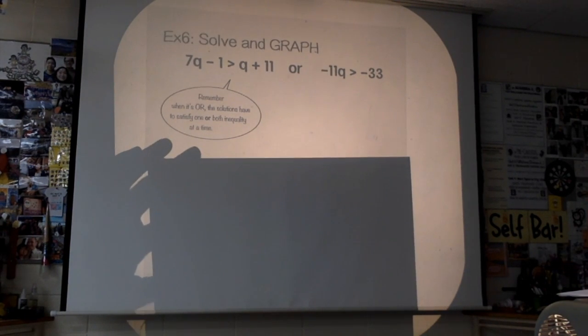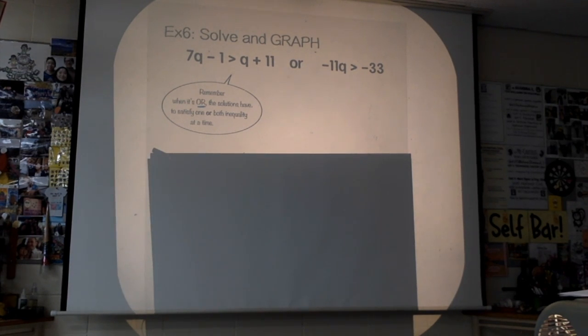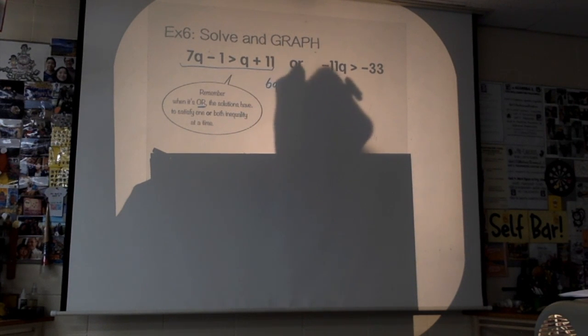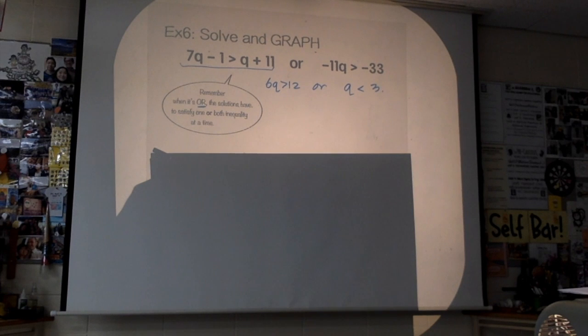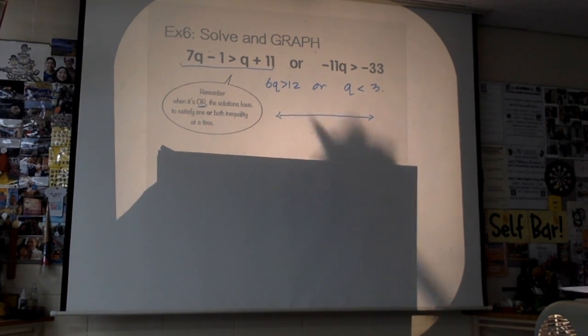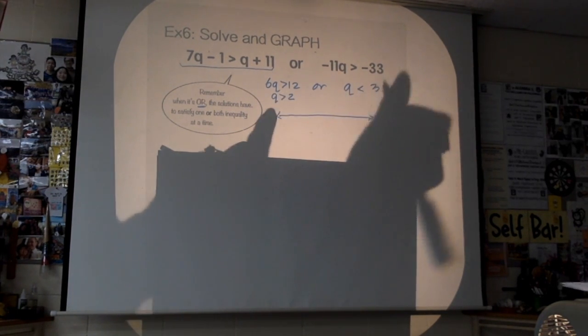But I want to give you a reminder. Remember, when it's or, the solutions have to satisfy one or both inequalities at a time. What does that mean? Let's just solve this first. So we get 6q is greater than 12, or q is less than 3. All right, so you guys, let's graph this really quick. Oh, sorry, q is greater than 2, right? Or q is less than 3.